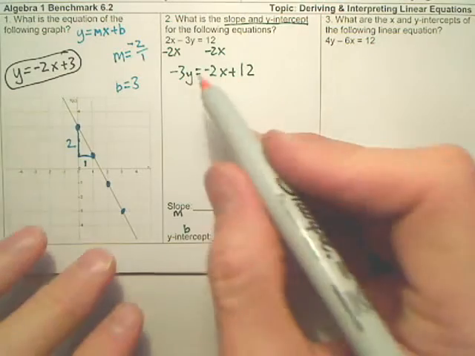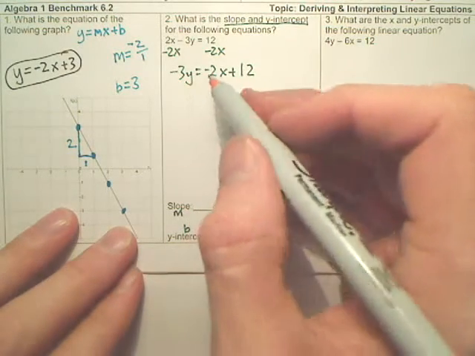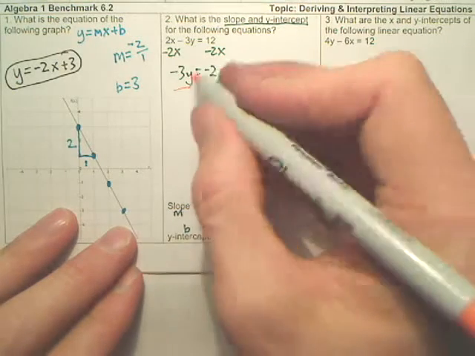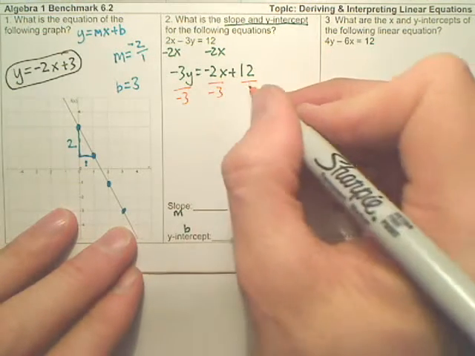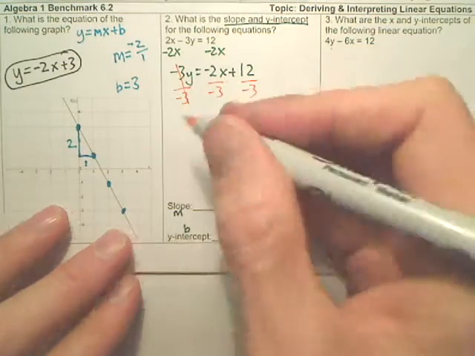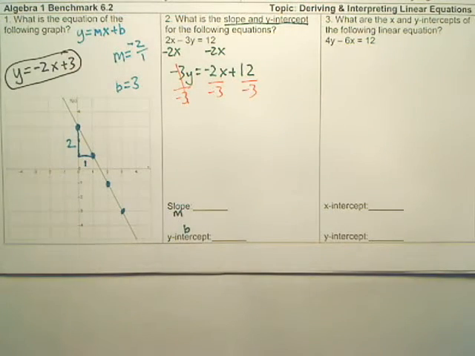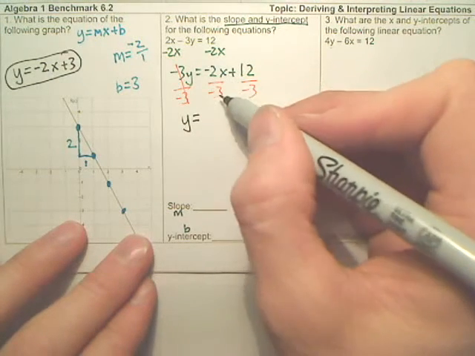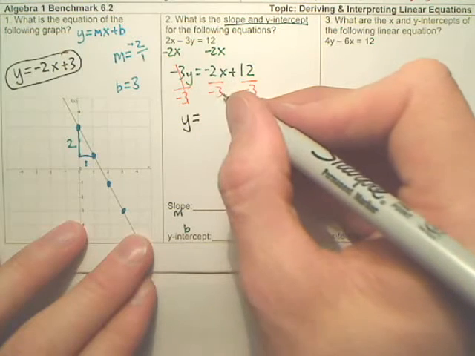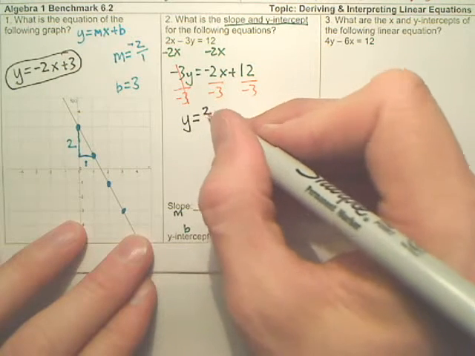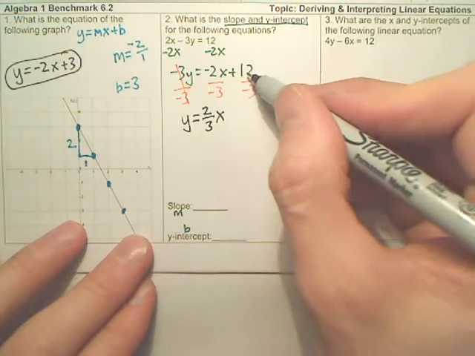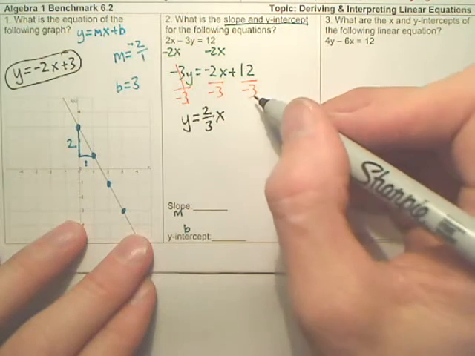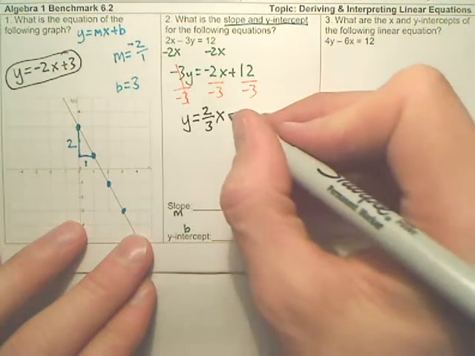In order to get the y by itself, what do you divide by? What am I going to divide everything by to get y by itself? Negative 3. I now have y equals negative divided by negative is a positive. And does 2/3 reduce? No. And does 4 divided by negative 3 reduce? Sorry, 12 divided by negative 3 is 4. I said the answer, sorry.